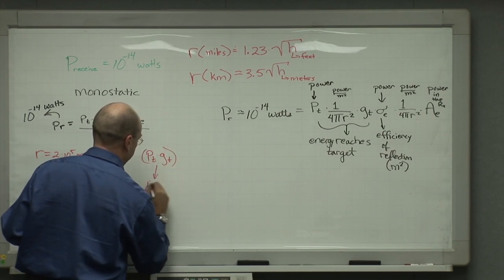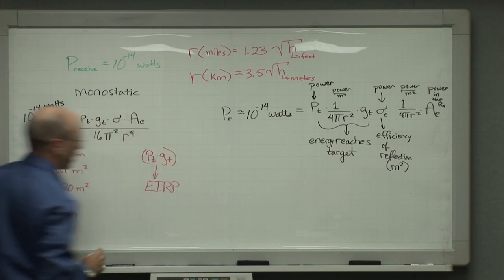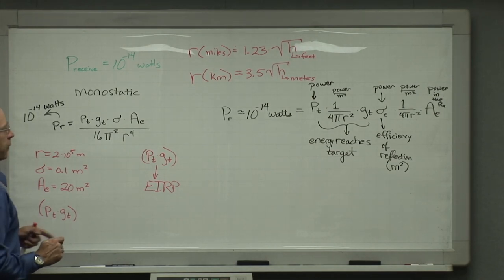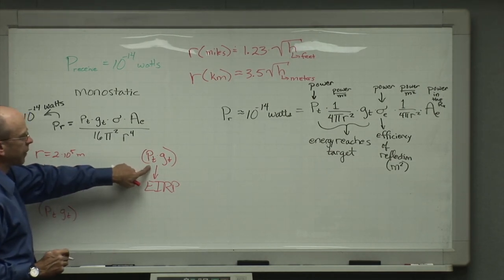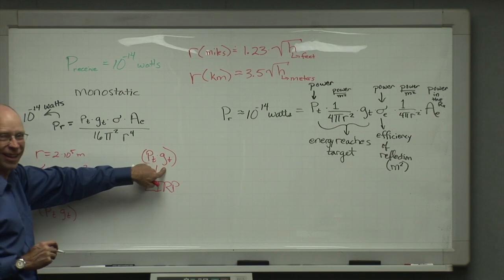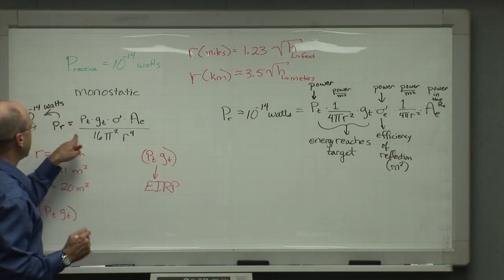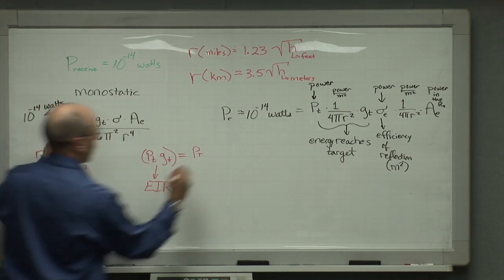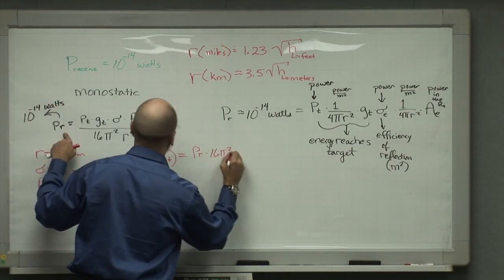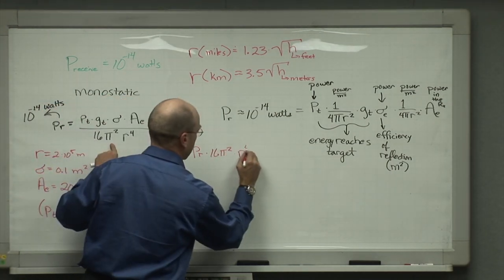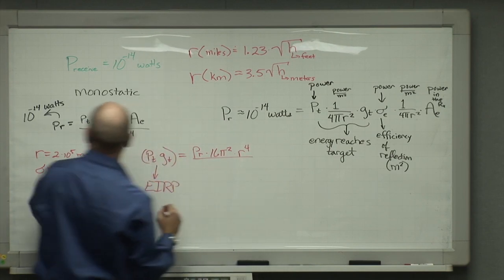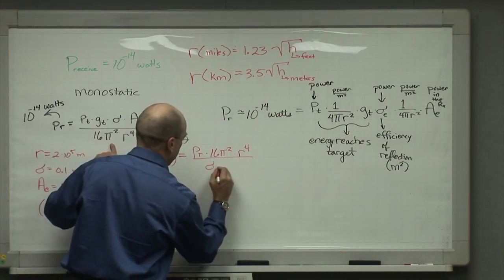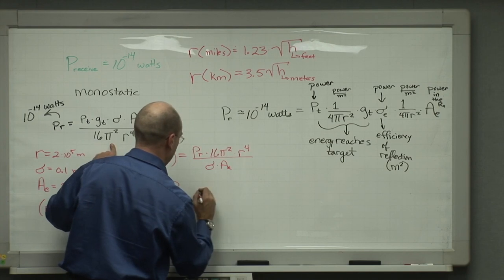But in any event, we're going to say that the product of PT times GT is the effective isotropic radiated power coming out of the radar. This is the effective power that would have to be radiated from the transmitter if the gain were equal to 1. For example, the product PT times GT is equal to the received power times 16 pi squared R to the fourth divided by sigma times the effective aperture.